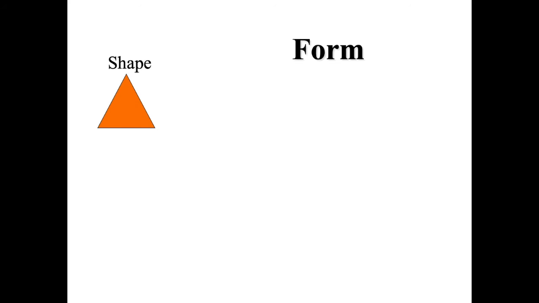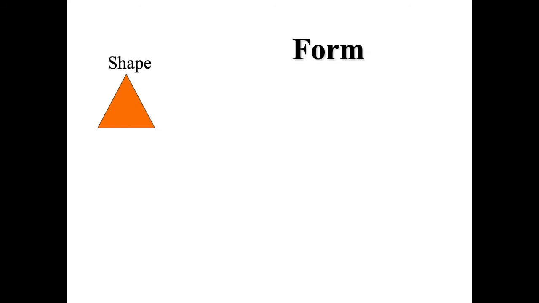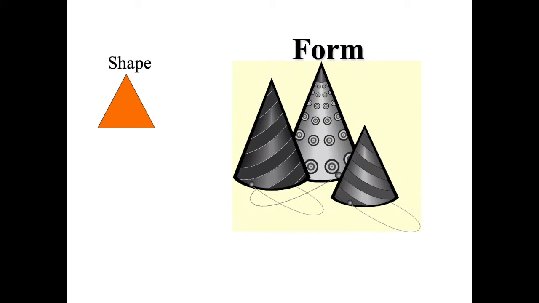Okay, now let's go in the triangle family. As a form, we can take that triangle and make it into a, yeah, you're right, it's actually called a pyramid. Just like what we might see in the desert, a pyramid. This shape, instead of having a square bottom like a pyramid, what if we had a round bottom? The round bottom makes it into a cone. It looks like a party hat. If I turn this cone upside down, it could be an ice cream cone.